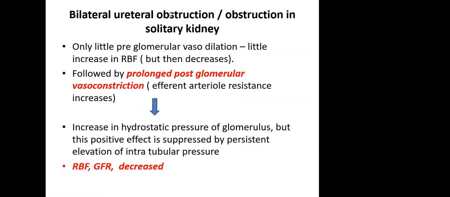Then coming to bilateral ureteric obstruction or obstruction in a solitary kidney: either both kidneys are obstructed, or the patient has only one kidney and there is an obstruction in that kidney. So there will be no classical triphasic pattern, compared to unilateral. Here we will not see any triphasic pattern. From the start of the obstruction itself, it is bilateral, so it is an emergency condition. In urology, bilateral ureteric obstruction is an emergency condition.